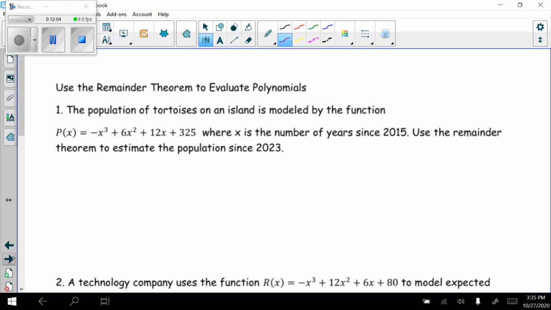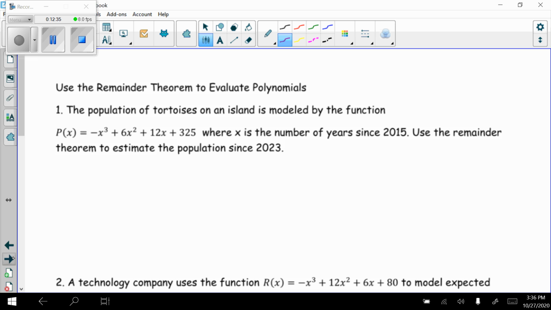It says, use the remainder theorem to evaluate polynomials. Remember, anytime you see the word evaluate, you are looking for a number. Okay? So it says the population of tortoises on an island is modeled by the function p of x equals negative x cubed plus 6x squared plus 12x plus 325, where x is the number of years since 2015. Use the remainder theorem to estimate the population since 2023.